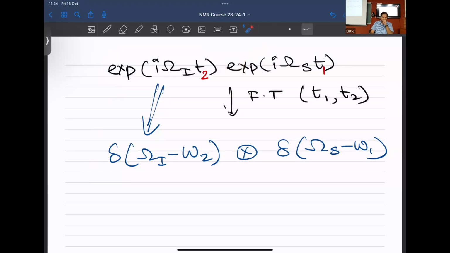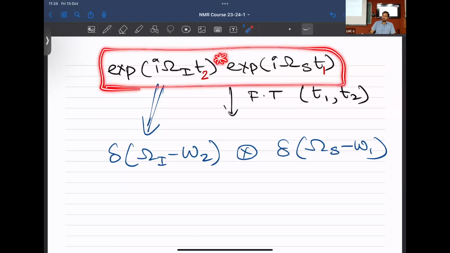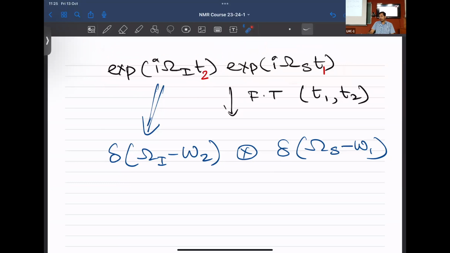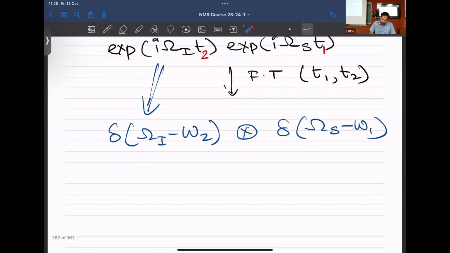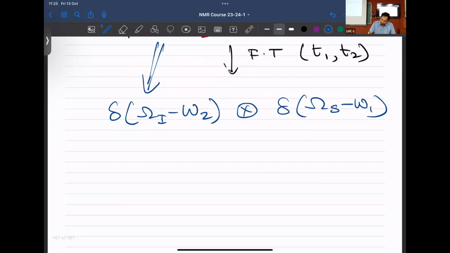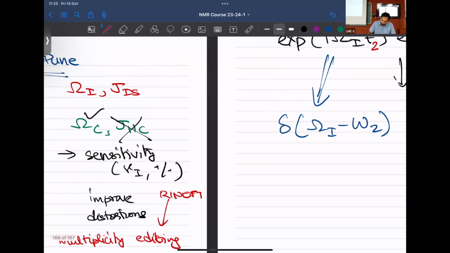But somehow, if I generate a density matrix which is a product of these two oscillations, and I do a two-dimensional Fourier transformation with respect to T1 and T2, then you get a signal for each which is convoluted in the frequency domain. What is a convolution? If people forgot what a convolution is, let me remind you. Maybe I can do it for the 1D.